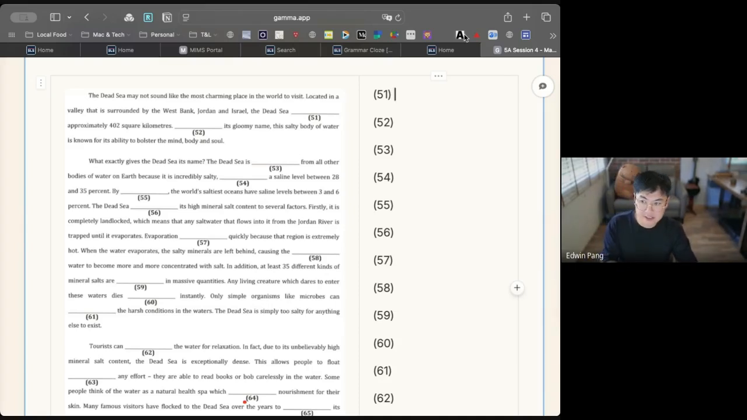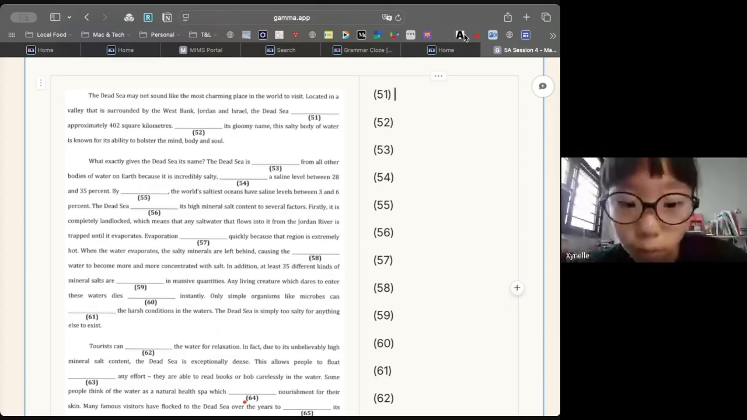Okay, so let's go into the first sentence. Located in a valley that is surrounded by the West Bank, Jordan, and Israel, the Dead Sea blank approximately 402 square kilometers. Now, the key, what's the contextual clue? Don't tell me the answer. Tell me what's the clue in this sentence. What's the most important thing I should highlight in this sentence before I write the answer? Okay, Zanel, what do you think?